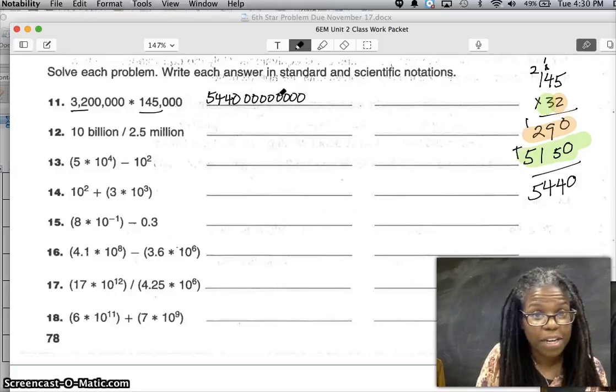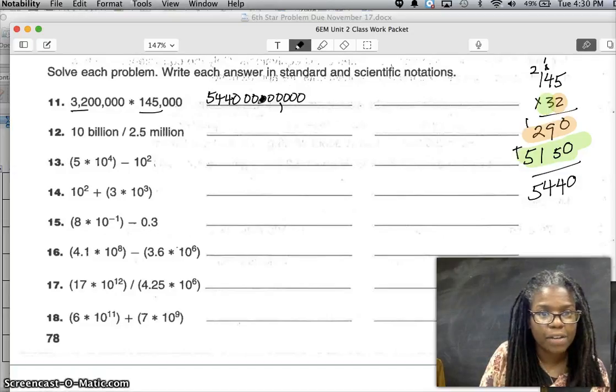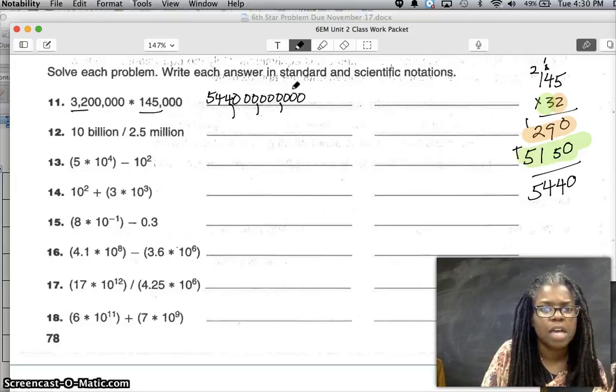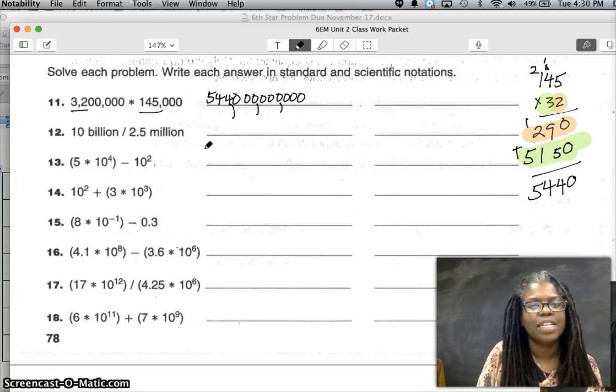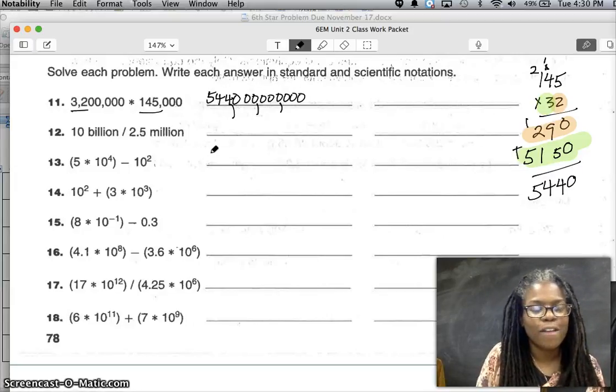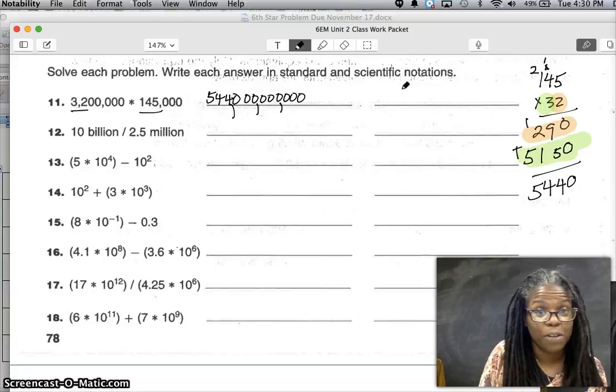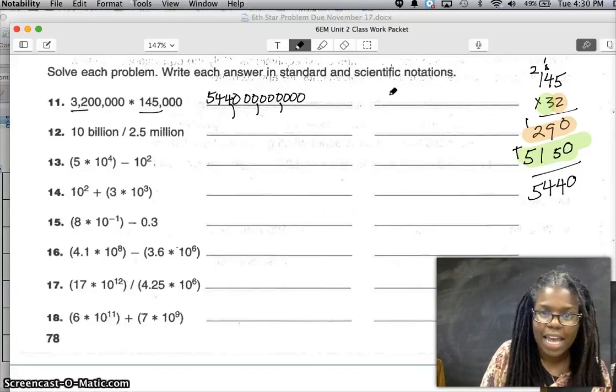This is an awfully big number. I like putting commas right in there to help me distinguish what number this is and figure it out, so I know that this is hundreds, thousands, millions, billions. So I have 544 billion, right?